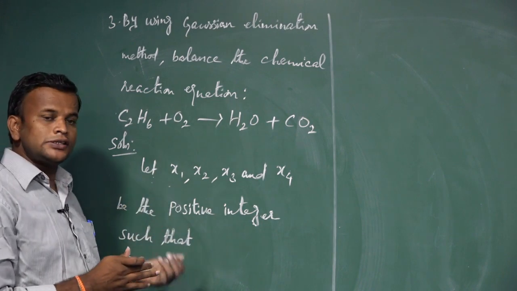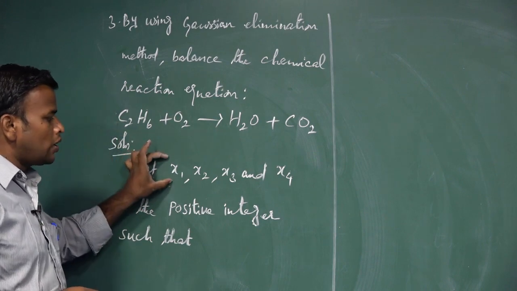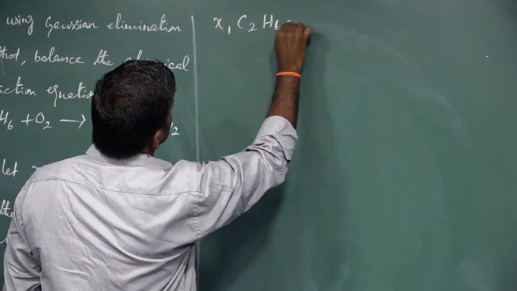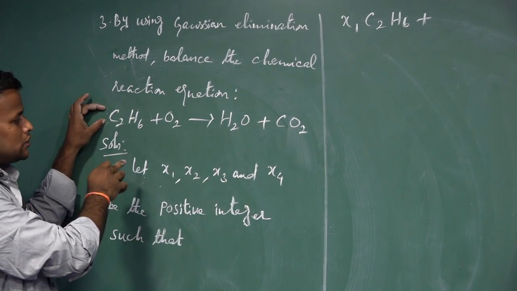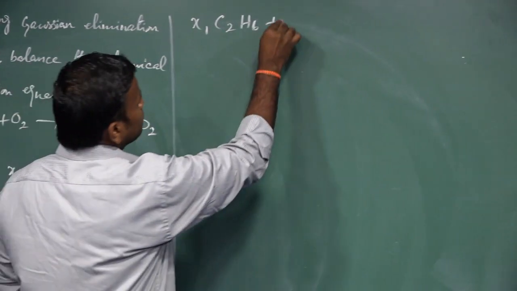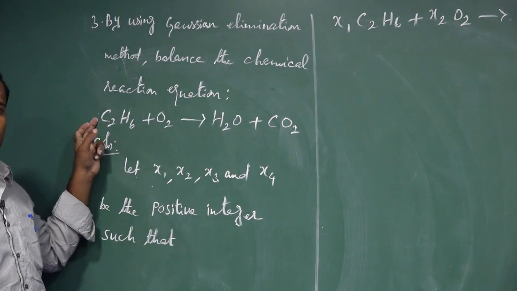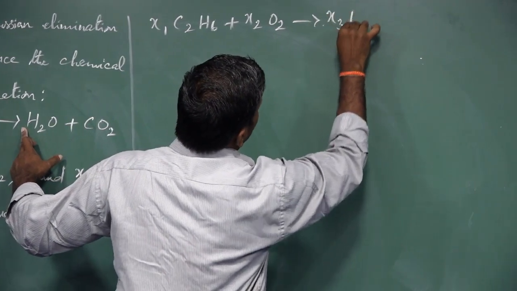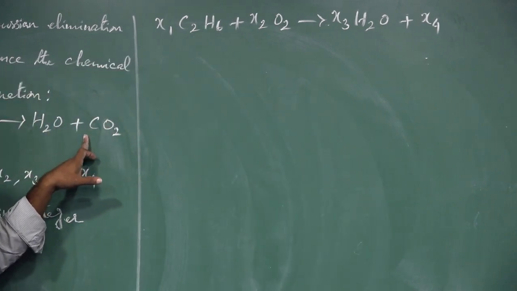So we take the unknown numbers as x1, x2, x3 and x4 such that for the first compound there will be x1 number. So it is x1 C2H6, taken in order. So the first compound is x1 C2H6 plus O2. For oxygen, we take x2 number of oxygen. So we write plus x2 O2 gives. The first is x1, the second is x2, and the third is x3, so we take x3 H2O plus x4 times CO2.